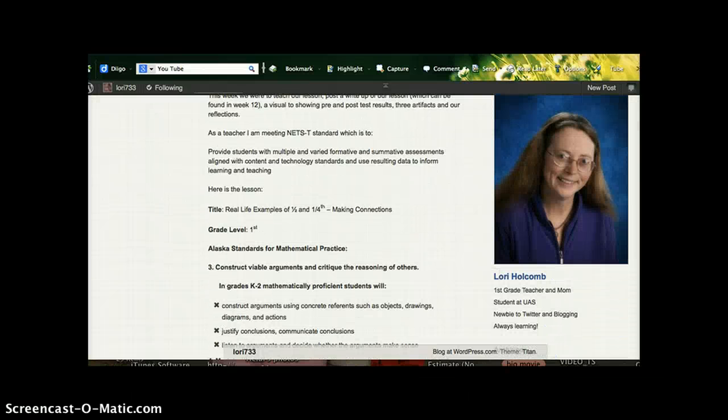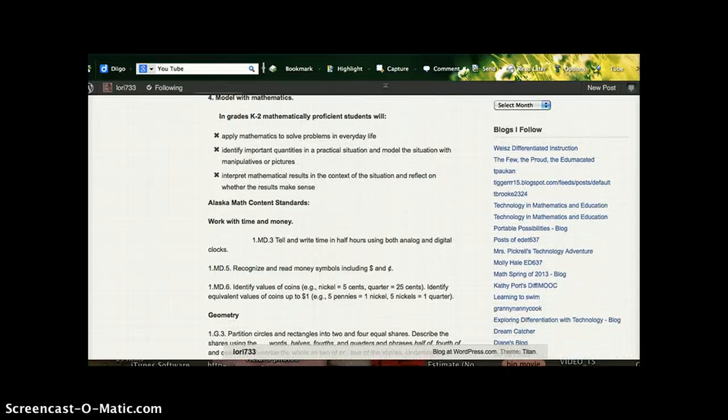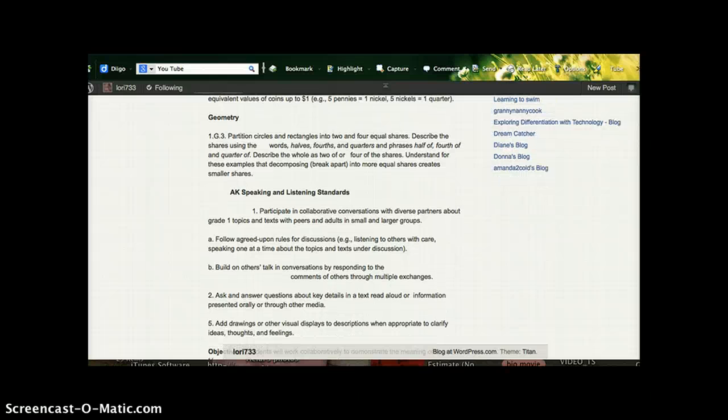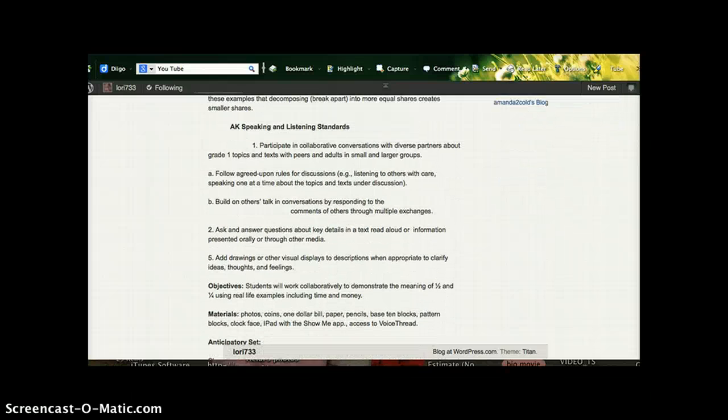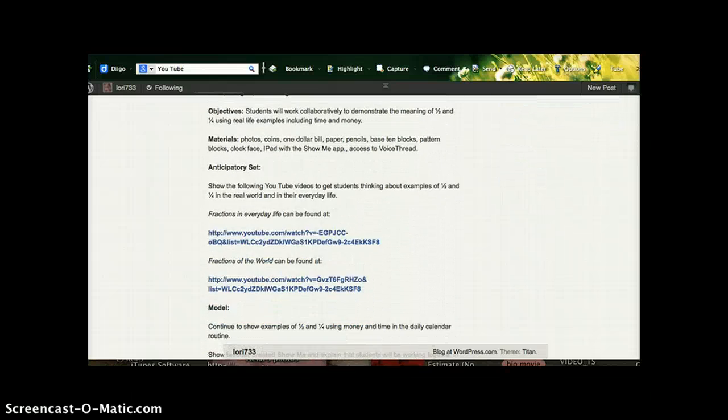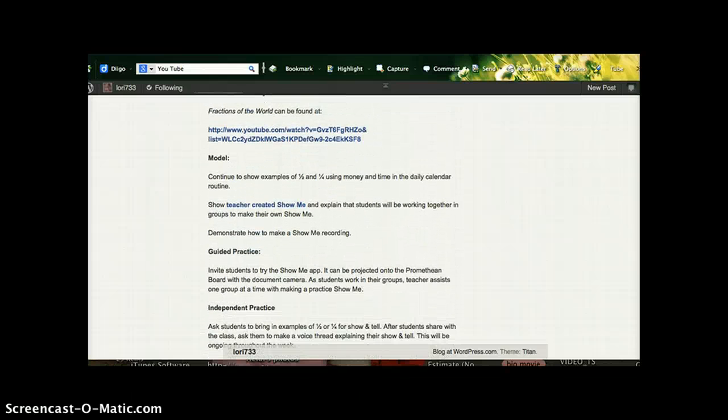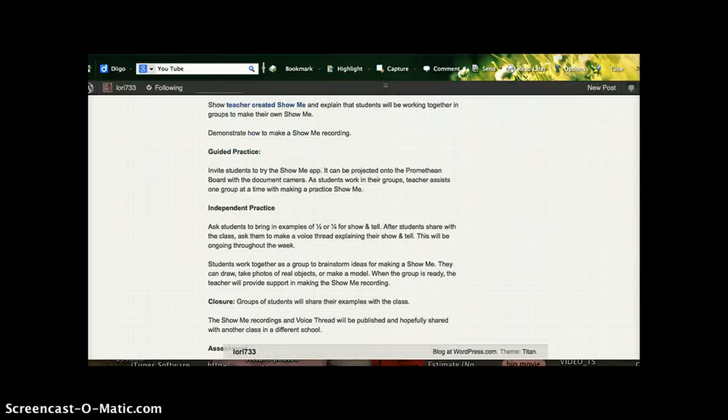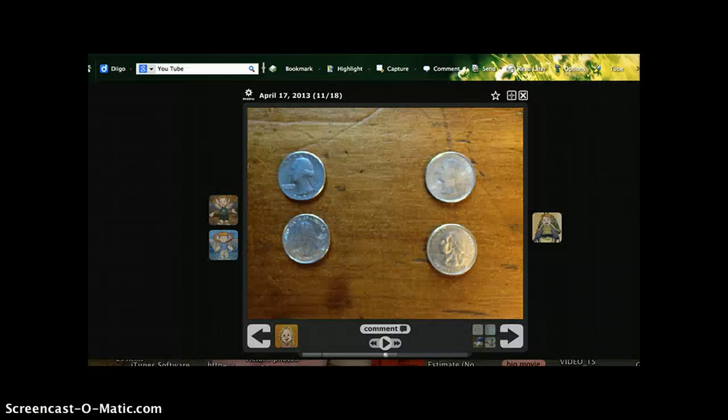So that was one thing I did. Another thing I did was I wrote a letter to the parents and said, next week for show and tell, we are going to be bringing in examples of 1/2 and 1/4 in everyday life. And when they did that, I took a picture and I put it into a VoiceThread. And as the students shared their show and tell, I had them also do a little VoiceThread. So I'd like to share a little bit of that with you right now.